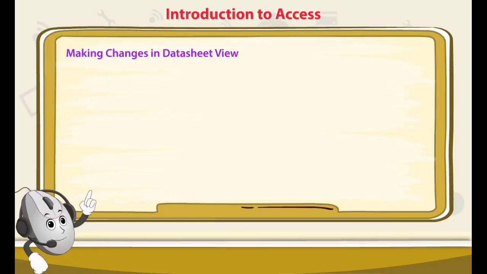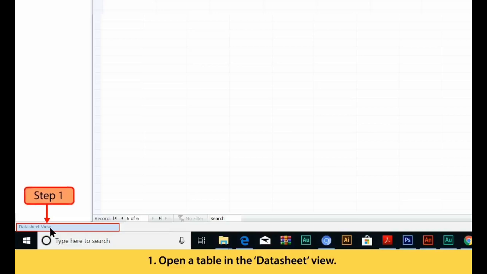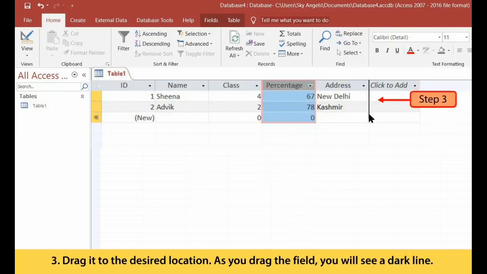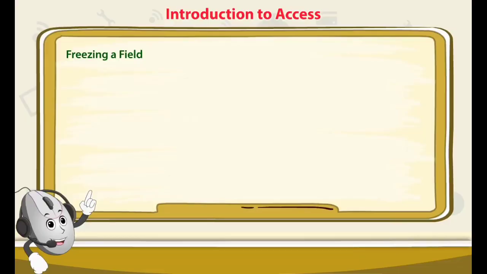Making changes in Datasheet view. Moving a field. Follow these steps to move a field. 1. Open a table in the Datasheet view. 2. Select the field to be moved by clicking on its field header. 3. Drag it to the desired location. As you drag the field, you will see a dark line. This indicates the position where the selected field can be placed.